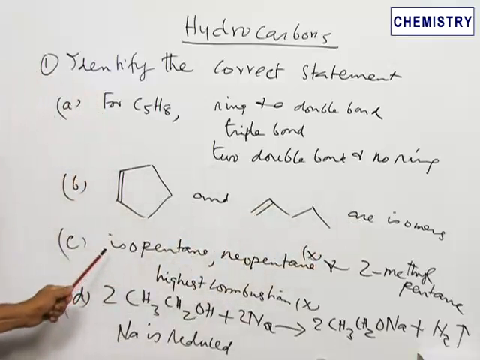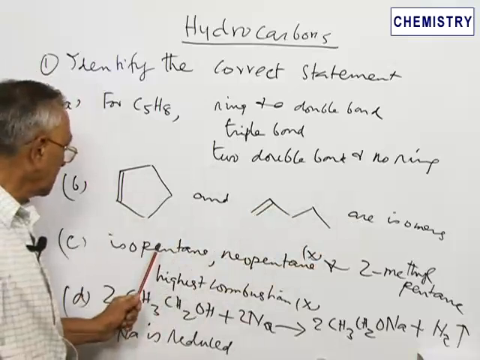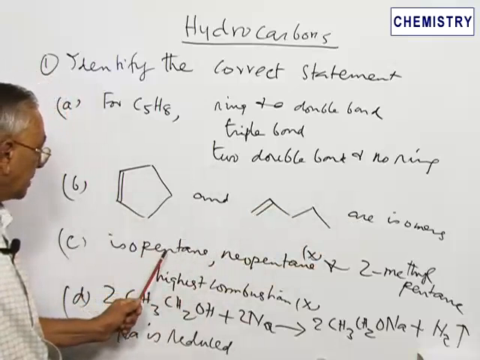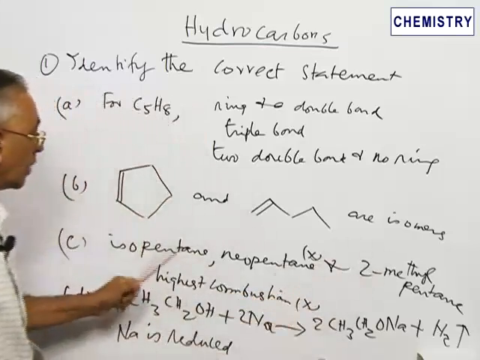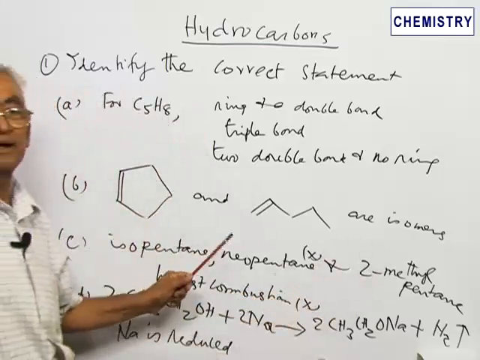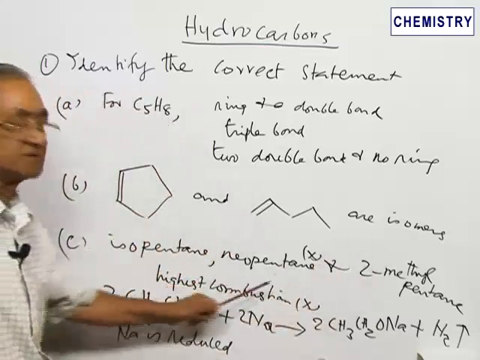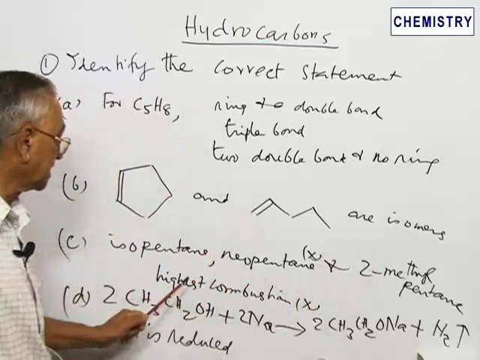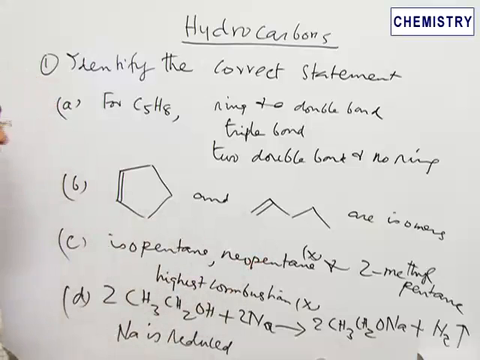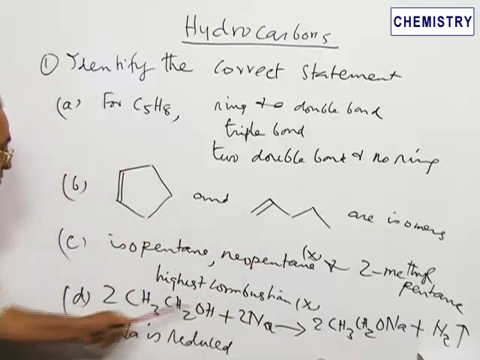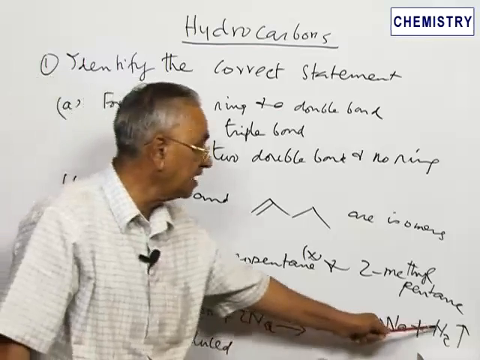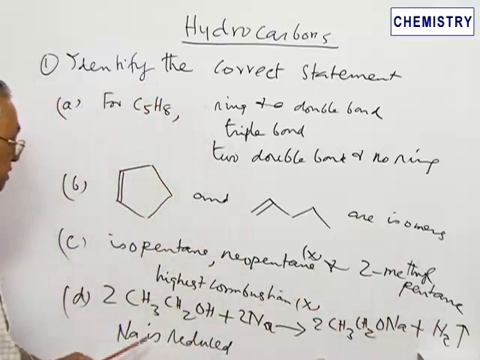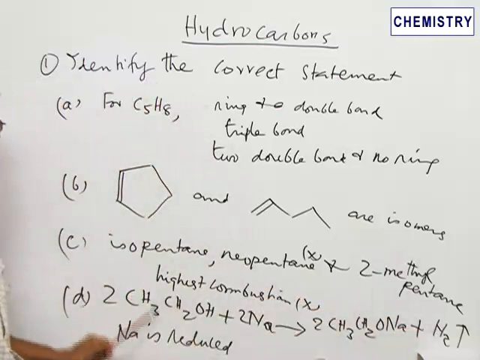Then the third one, I'll first read out the question. Among the 3 compounds, namely isopentane, neopentane and 2-methylpentane, the one compound which has the highest value of heat of combustion is neopentane. That is the third statement. The fourth statement is an equation: ethyl alcohol reacting with sodium to give sodium ethoxide, liberating hydrogen. In this process, sodium is reduced.